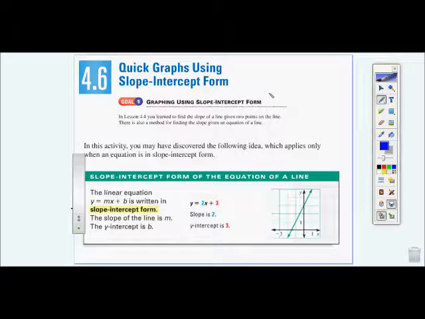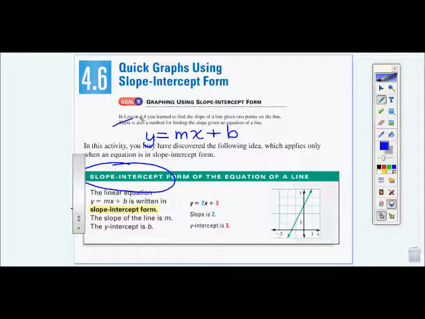Okay, in 4.4, you learned how to find the slope of a line when you're given 2 points on the line. We're going to talk about in 4.6 is slope-intercept form. Slope-intercept form is when we write an equation in y equals mx plus b form. A couple things I want to point out here. Your m is always going to be your coefficient, and your b is always going to be your constant term when you are writing in slope-intercept form.